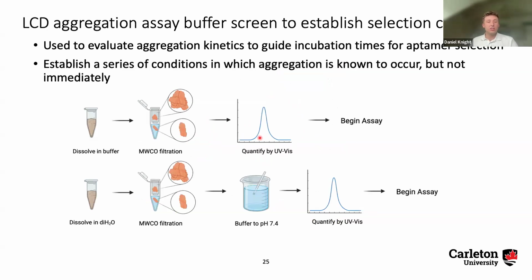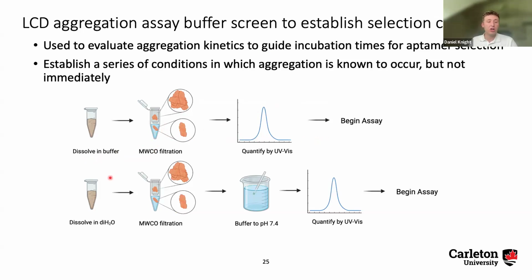So the first thing we wanted to do is establish the aggregation kinetics of the protein, to see which set of buffer conditions, as close to physiological conditions as possible, would leave us with ample monomer for our library incubation. There's really two ways that we found in the literature this is done. The first is to dissolve the lyophilized protein in buffer and then treat it with a molecular weight cutoff filter just to remove any initial aggregates that may have formed, and then quantify that protein and then initiate the assay.